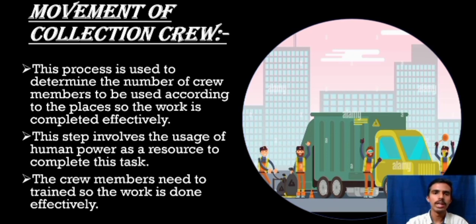So let's understand what is movement of collection crew. This is the process used to determine the number of crew members to be used according to the place so that the work is completed effectively. This is the process in which the human power is used so to complete the task. So we need to effectively use this resource so that we can complete the task in an effective manner and the humans are also affected in a least manner. These crew members must be trained properly so that they segregate the waste at the initial stage itself so that we don't face any problems in disposing or processing in the further stages upcoming.